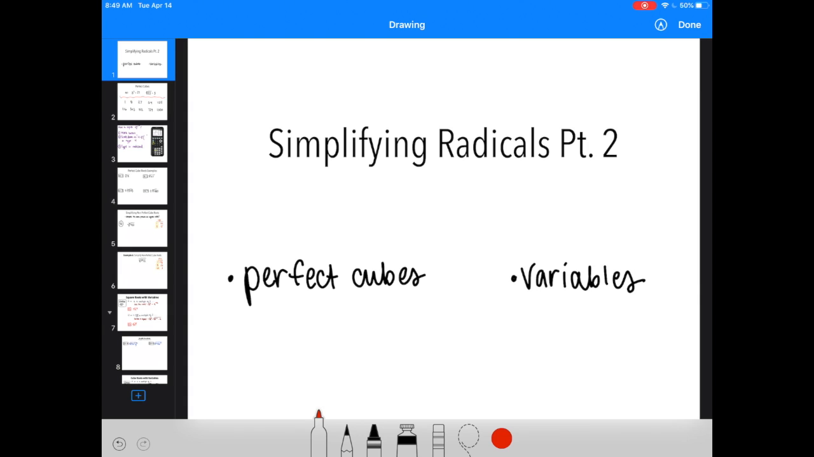Hello, everybody. Good morning. We are about to start on part 2 of notes for simplifying radicals. Instead of mushing this all together into one note, I decided to break it apart so your heads wouldn't explode. So today we're going to be investigating perfect cubes, as well as what we do if we have a variable within our radical. So it's going a little bit more specific than we went in on Tuesday.